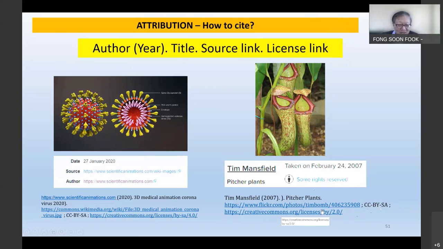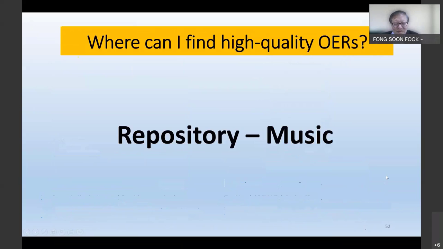Okay. So you can see that in many places it is actually not very standardized. But basically it will be the name. So you see here they don't even put the name of the author. The author is just this particular website. So this website, Mumbly. Okay, so on.